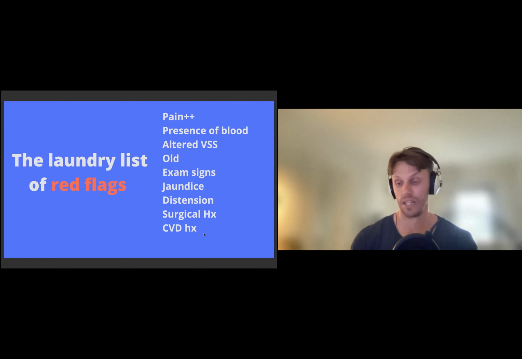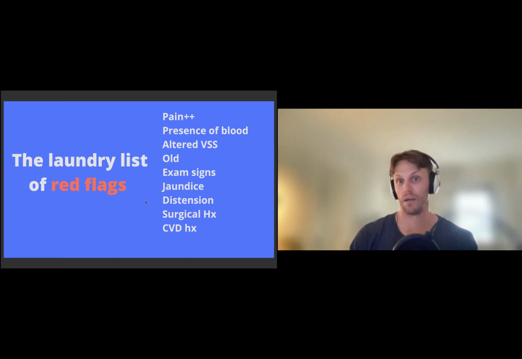So do they have excessive pain? Is it severe? Did it wake them up, are they writhing in pain, or do they not want to move because there's so much pain? Is there the presence of any examinable features that we can find? Are their vital signs altered, or do they have orthostatic changes? Are they just old? Remember, 1 in 70 of every male over the age of 70 is going to have an aortic aneurysm, whether they know it or not.